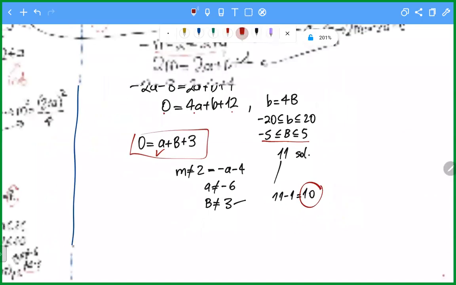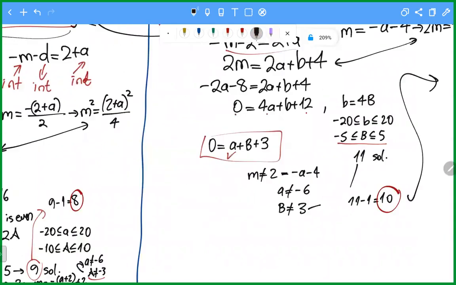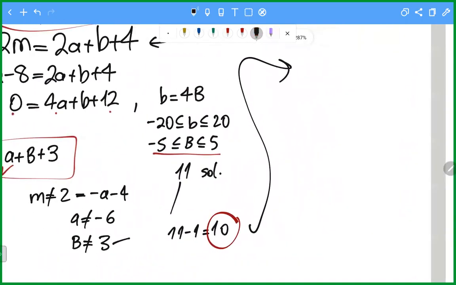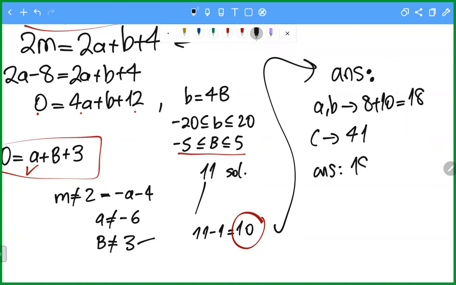plausible solutions. So when we combine the first two, we get the final answer. So let's write the answer here. For A and B, there are 8 plus 10, 18 solutions. And for C, there are 41 solutions. C can attain any value, so this will not change anything. And so the answer is 18 times 41. And this is 738. So our final answer is 738.